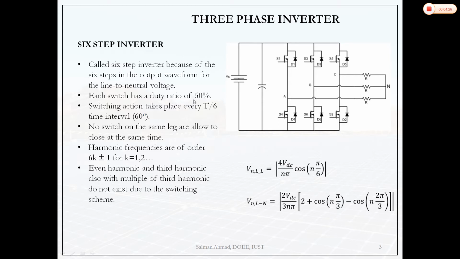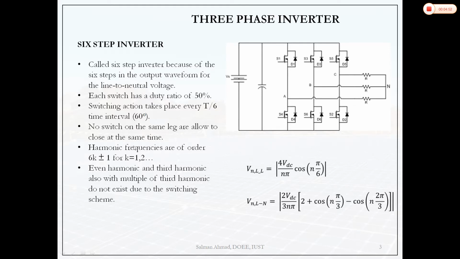Each switch has a duty ratio of 50%. Switching action takes place every T by 6 time interval, that is 60 degrees. If one time period is 360 degrees, then every 60 degree interval there will be a switching action. No switches on the same leg are allowed to close at the same time.